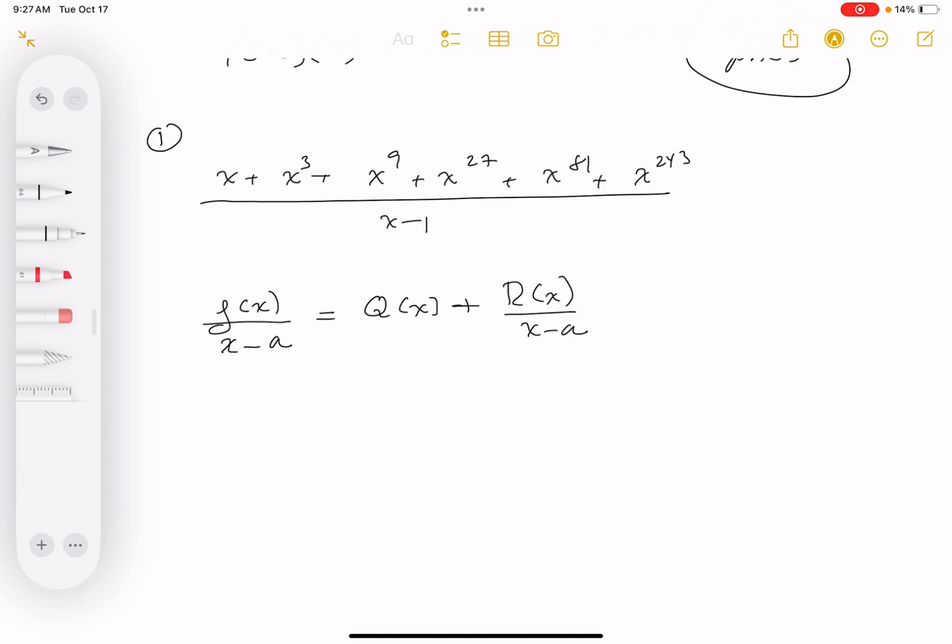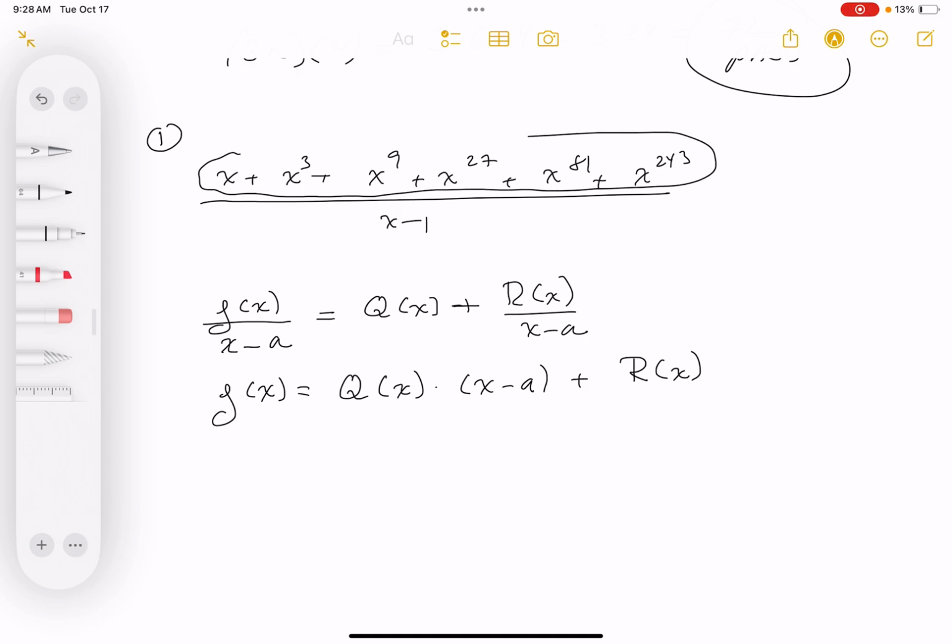Then what do they do? They multiply both sides by x minus a. They would get f of x equals this quotient times x minus a plus the remainder. It's a function, by the way. So someone says, what's your function? Well, I'm going to outline that for you. This here is my f of x. This here is my divisor, which is x minus a.